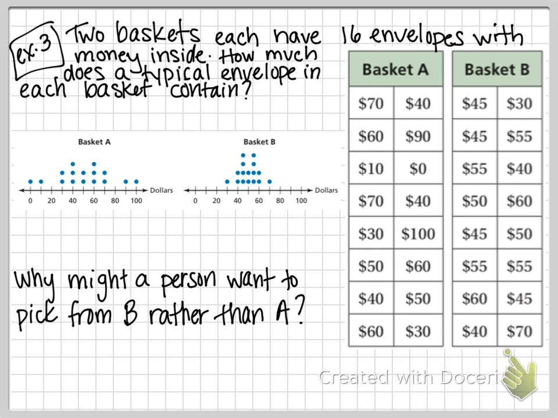Why would a person want to pick from basket B, if you're looking at this? Why would a person want to pick from B rather than A? Liam, what do you think? There's more greater numbers in B than A. Okay, good. The data is concentrated between 40 and 60, so the likelihood of you picking 40 to 60 is higher.